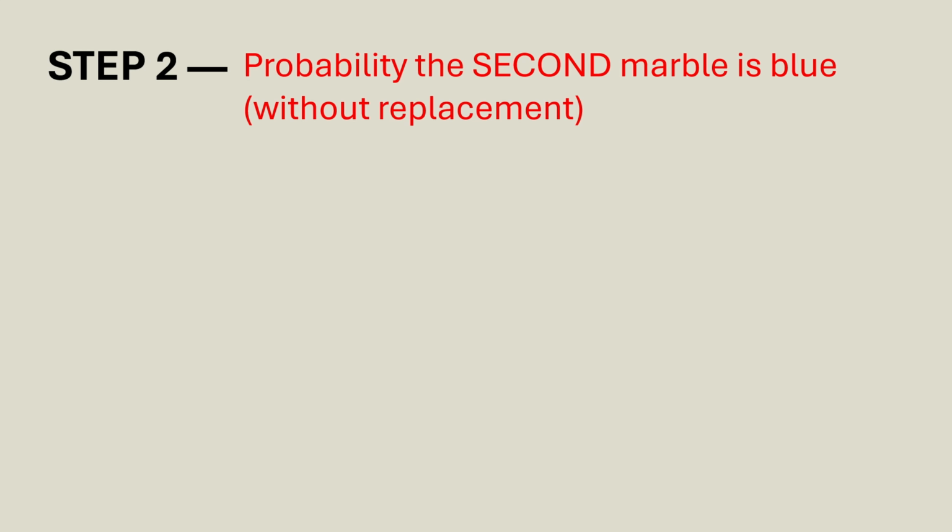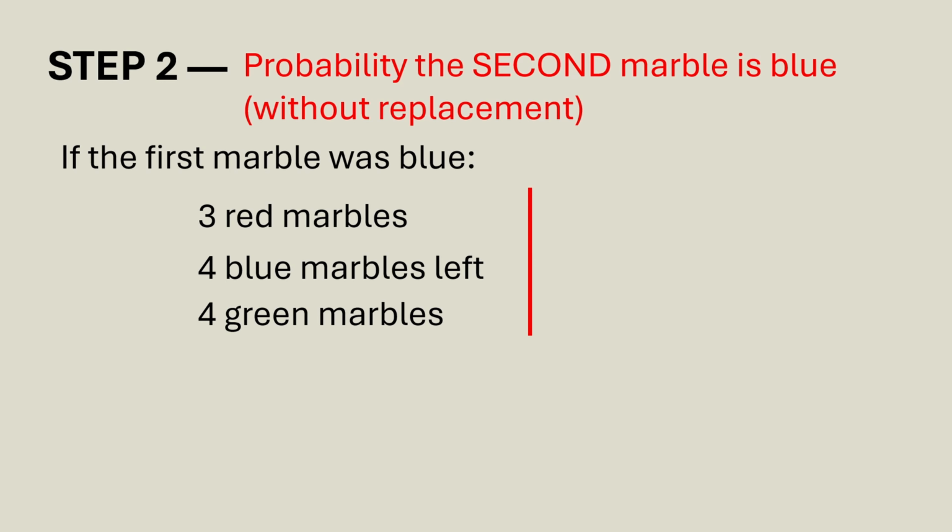Step 2. Probability the second marble is blue without replacement. Now here's the important part. We are drawing without replacement, which means the first marble does not go back into the bag. If the first marble was blue, then the bag now has 3 red marbles, 4 blue marbles left, 4 green marbles. So the total number of marbles left is 11.